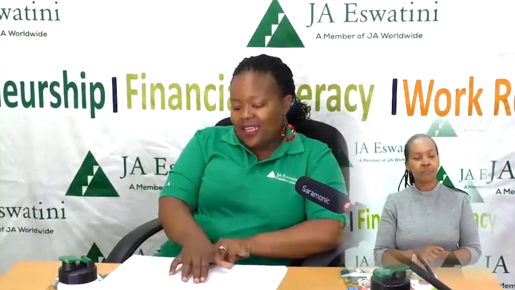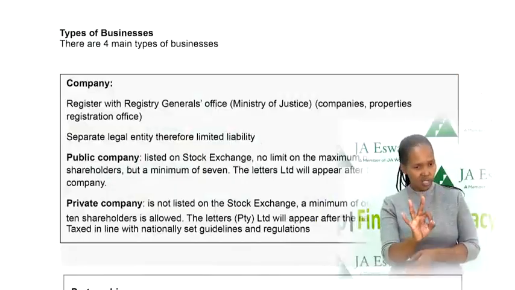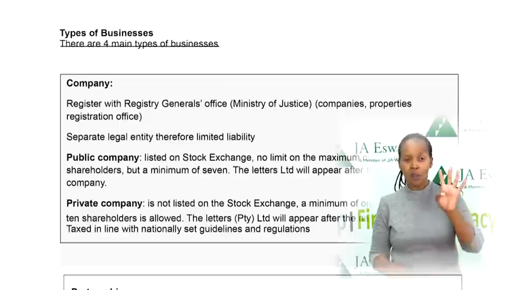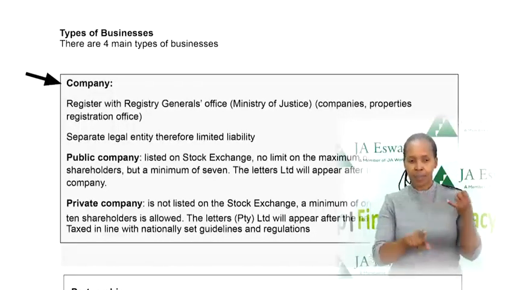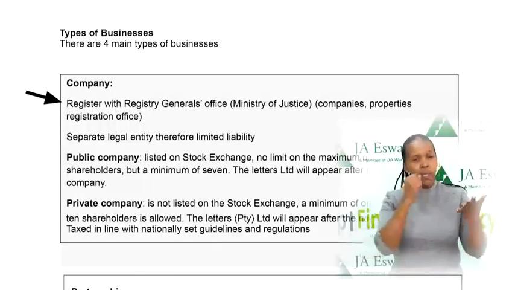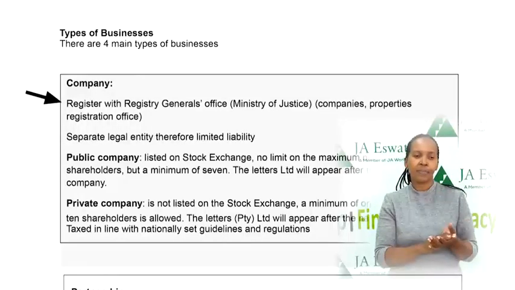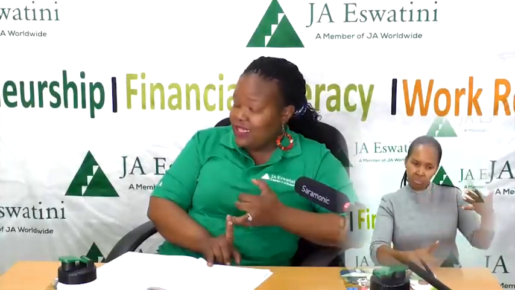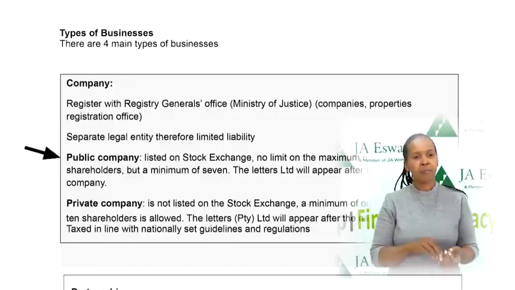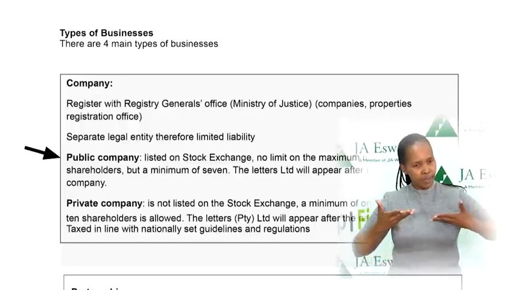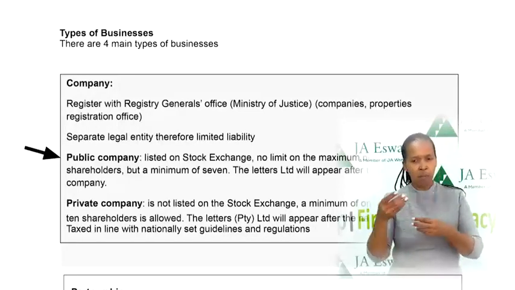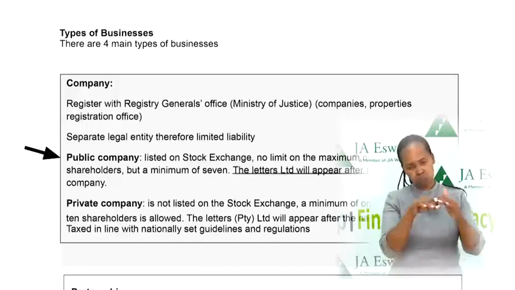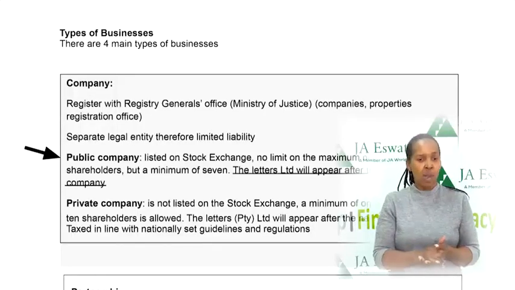So on page 23, we'll now look at the different types of businesses that are available out there. We have 4 main types of businesses. We have the company, which needs to register with the Registrar General's Office, Companies Proprietors Registration Office, and also has a separate legal entity, therefore limited liability. And then we have a public company, which is listed on the stock exchange, with no limit on the maximum number of shareholders, but a minimum of 7. The letters LTD will appear after the name of the company.